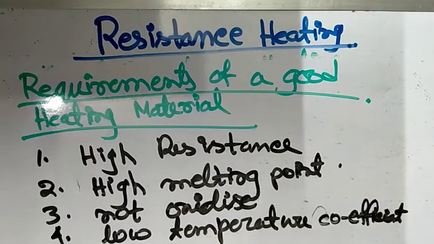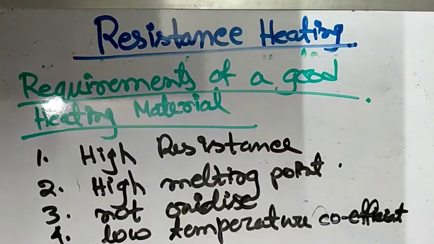Various forms of silicon carbide are used for temperatures up to 1400 degrees centigrade. For still higher temperature, platinum, molybdenum or carbon can be used as resistors. So these are the different types of heating materials.